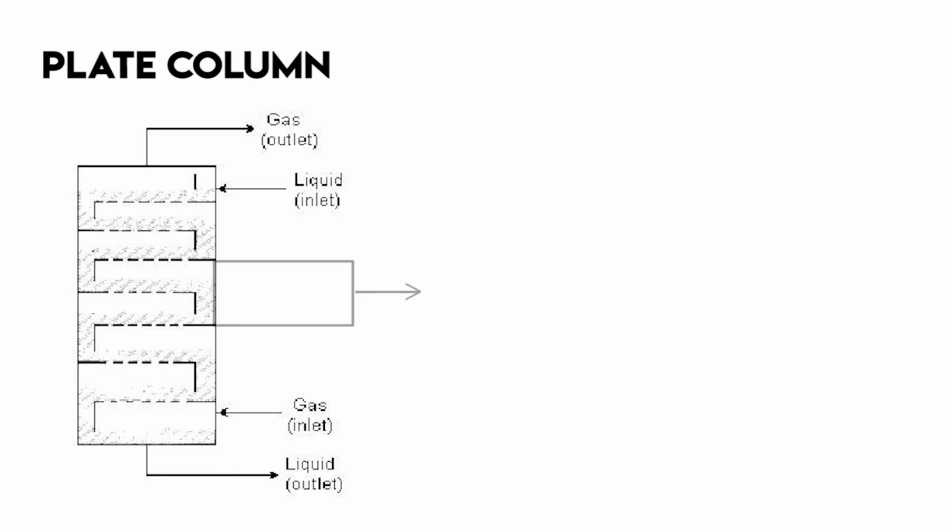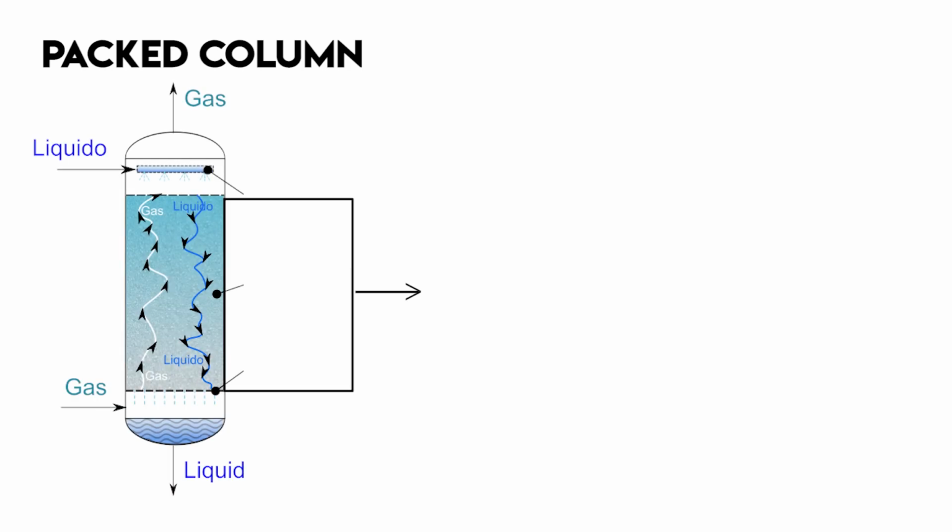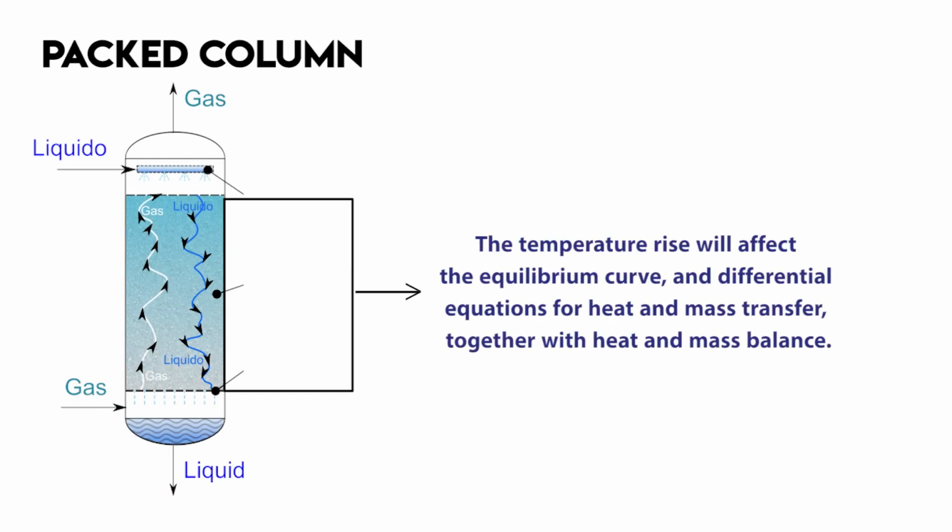Plate columns. Heat balance may be performed over each plate and the resulting temperature determined. For adiabatic operation, the temperature of the stream leaving the absorber will be higher than those entering, due to heat of solution. Packed column. The temperature rise will affect the equilibrium curve and the differential equations for heat and mass transfer, together with heat and mass balance.